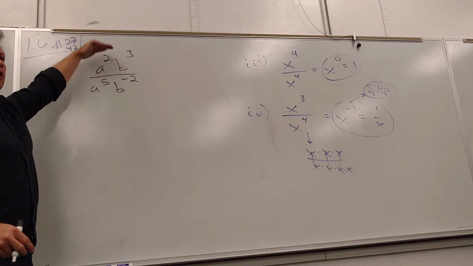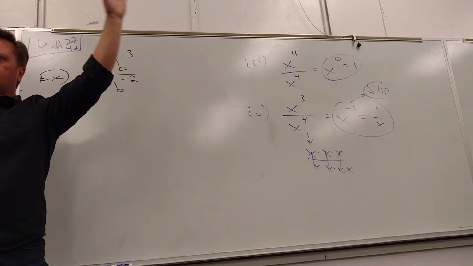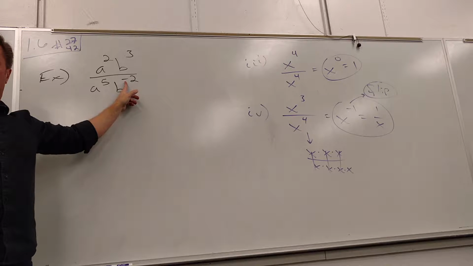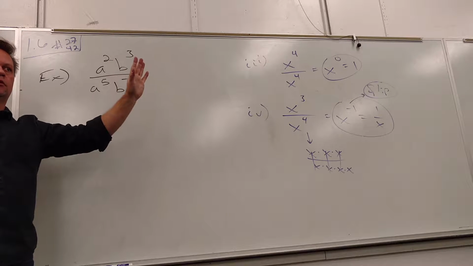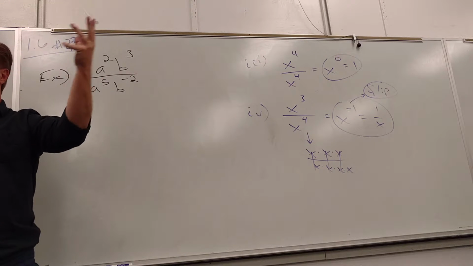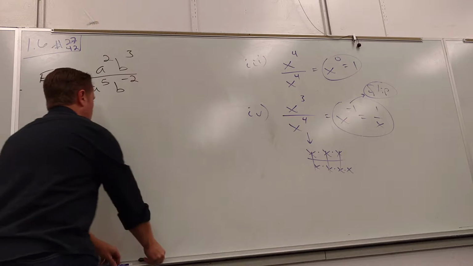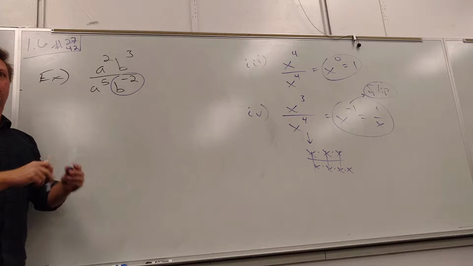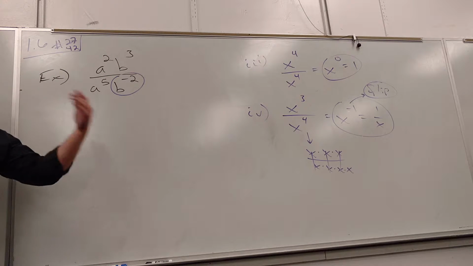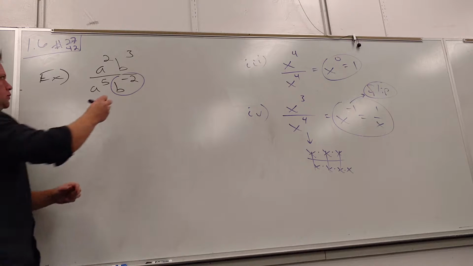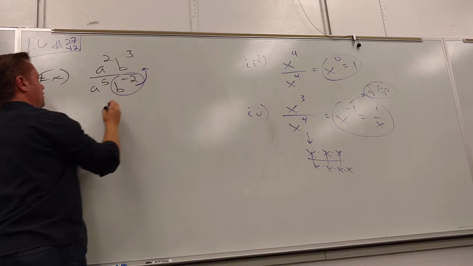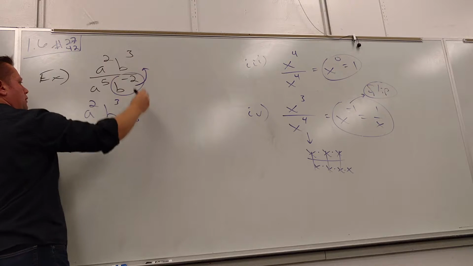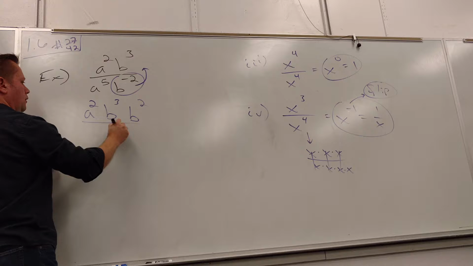Whenever you see something that is loaded with letters all over the place, what do the negative power things want to do? That's the first thing I do. Kill all my negatives so I don't make a negative mistake. Before I do anything else, I identify what wants to flip. This is the only part of this that wants to flip, right? Why does it want to flip? Because it's got a negative power. So this is going to go up. So I can rewrite this as a squared, b cubed, b squared over a to the fifth.